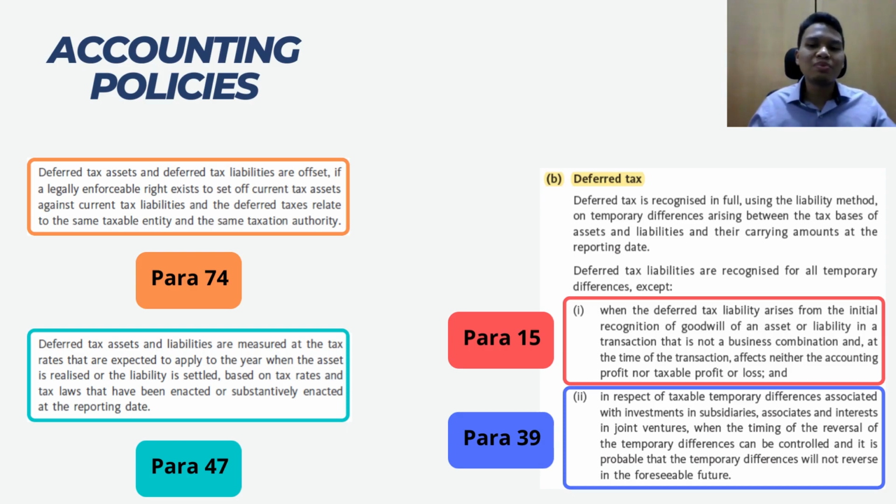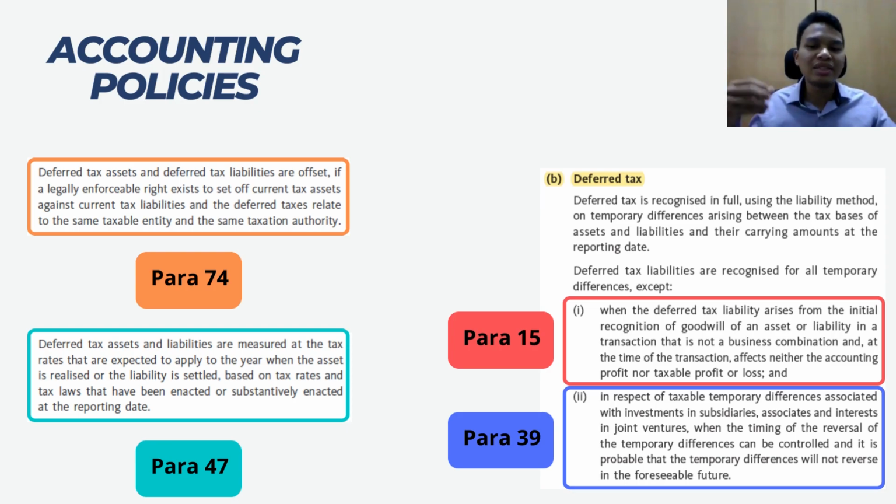These paras explain the recognition of deferred tax liabilities. In the highlighted boxes, Maybank explains the conditions where it may not recognize deferred tax liabilities. In Para 15, a deferred tax liability may not be recognized when it arises from the initial recognition of goodwill, and at the time of the transaction it affected neither accounting profit nor taxable profit.